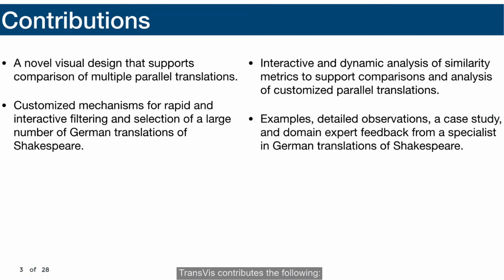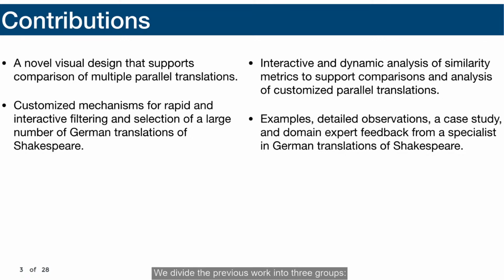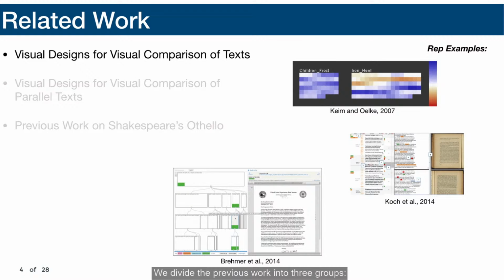TransVis contributes the following: a novel visual design that supports comparison of multiple parallel translations, customized mechanisms for rapid and interactive filtering and selection of a large number of German translations of Shakespeare, interactive and dynamic analysis of similarity metrics to support comparisons and analysis of customized parallel translations, examples, detailed observations, a case study, and domain expert feedback from a specialist in German translations of Shakespeare. We divide the previous work into mainly 3 groups.